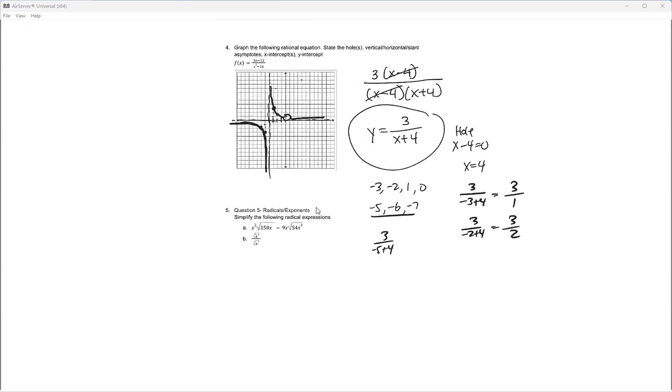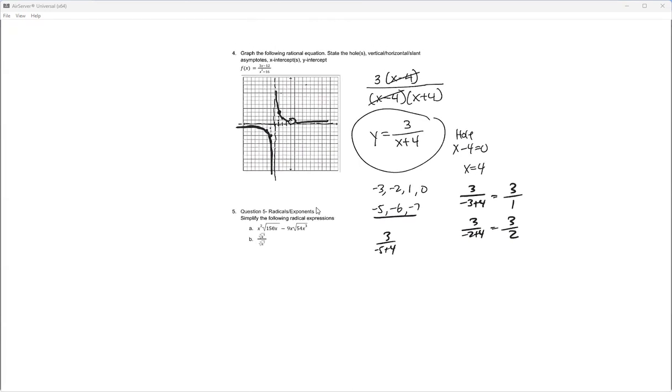I don't think you need the intercepts because the x-intercept is the horizontal asymptote. Remember what I said before about the intercepts of rational expressions. Sometimes you may not be able to get them just because the asymptote lies on the y equals 0 line. Okay. All right.